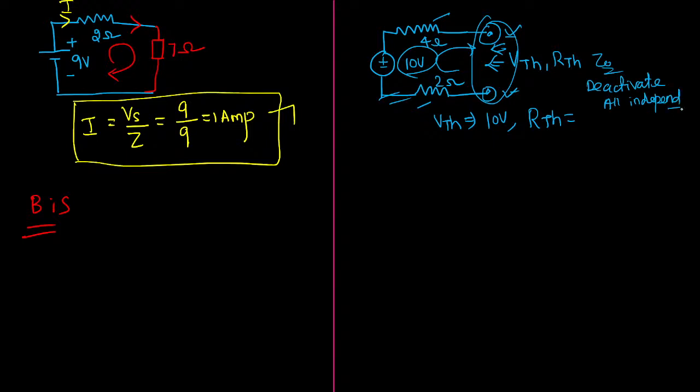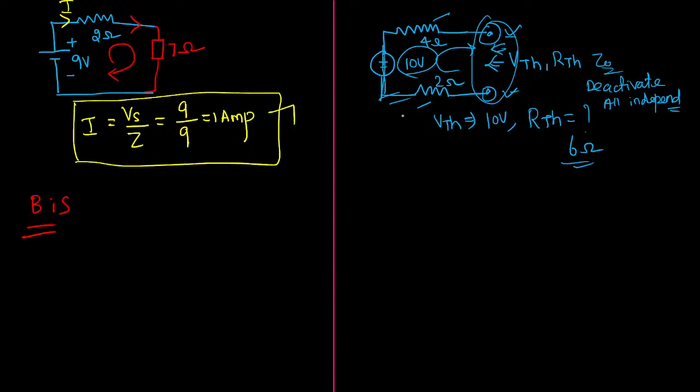We have seen a circuit like this in the operational amplifier. So when you are trying to deactivate the independent source, this voltage source will be short circuit or not? Yes sir. Now if you are trying to calculate the value of RTH, the 4 ohm and 2 ohm are connected in series, so the value will become 6 ohm.